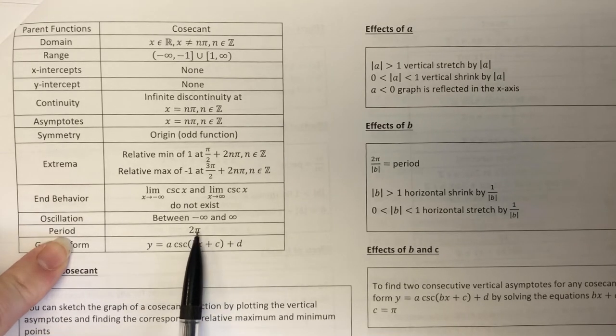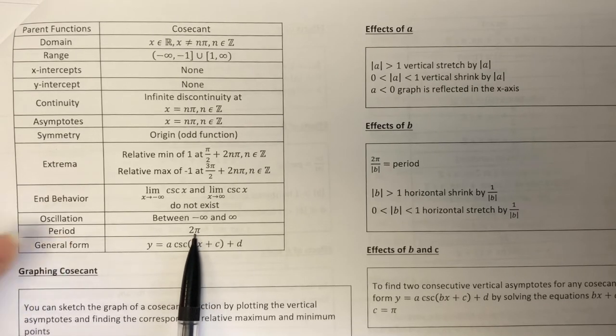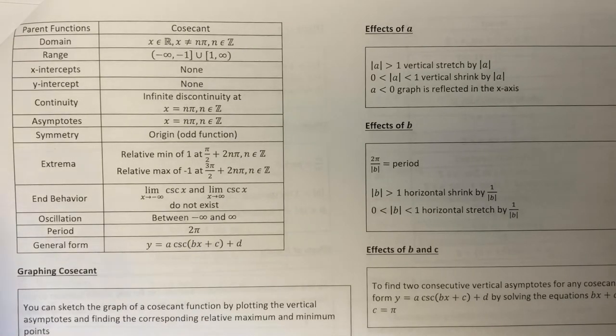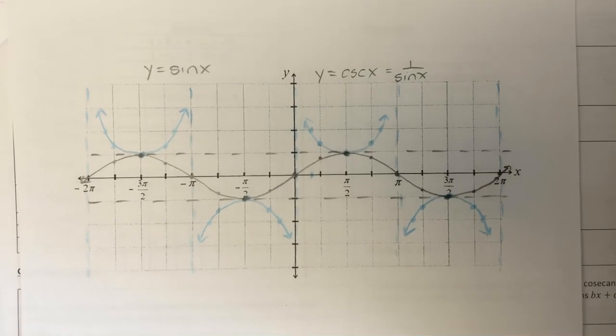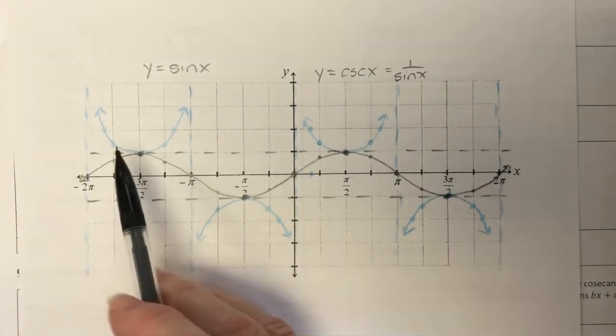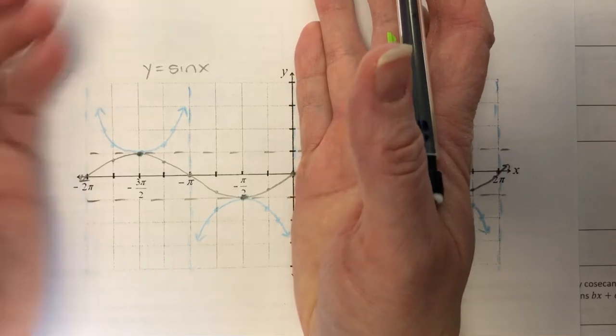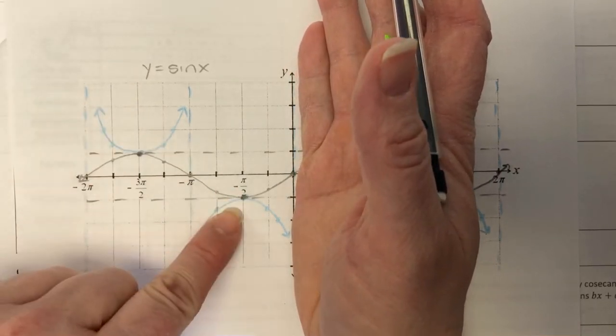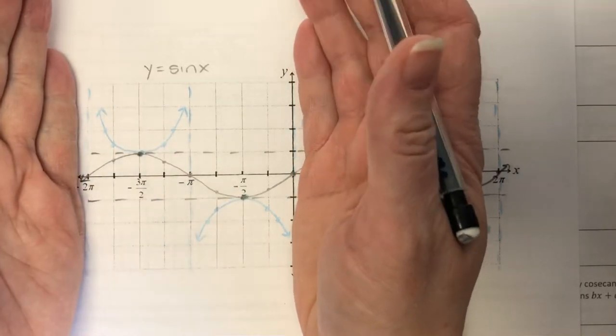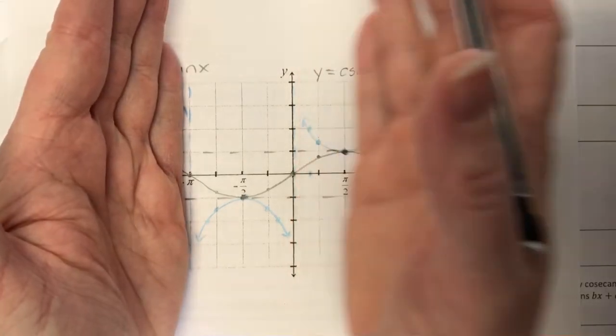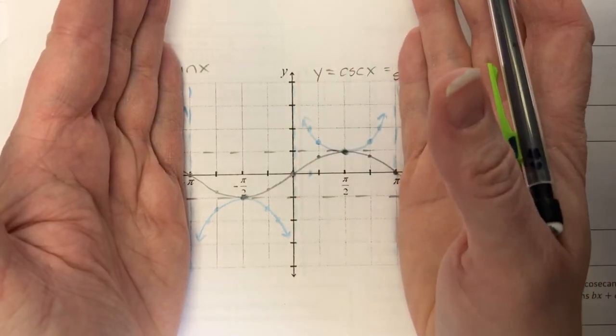Now we are back to a period of 2 pi. It's going to take 2 pi radians for the graph to repeat itself. If we go back and look at that graph of that parent function, you can see that it's going to take a period of 2 pi in order for you to have both of those branches. And it doesn't matter where I start my period. If I start my period here, now I have 2 branches.